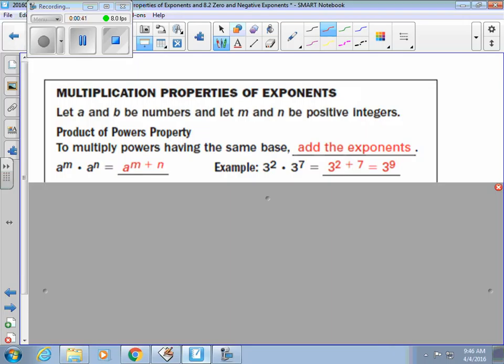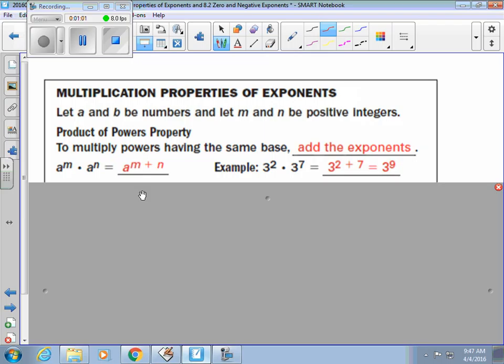Then it gives you numbers to show you the same thing. 3 to the second times 3 to the seventh. Both of those bases are the same, 3 and 3, so you add 2 plus 7 and get 3 to the ninth. That is the product of powers property. That's when you're multiplying the same bases.